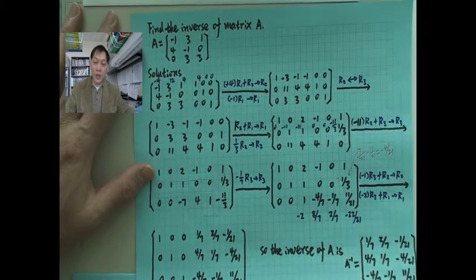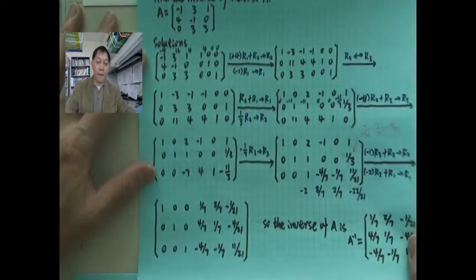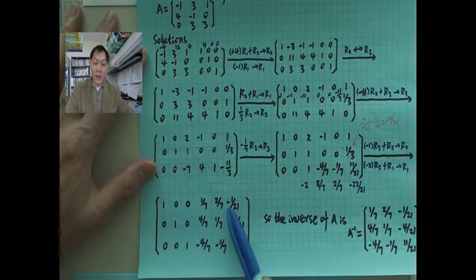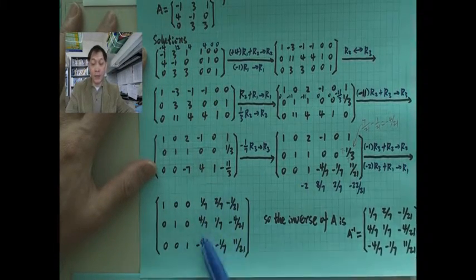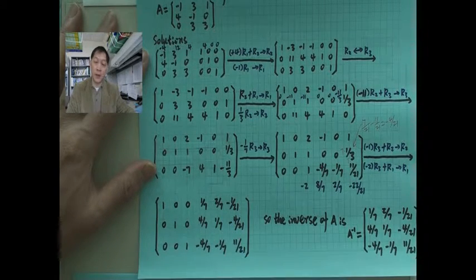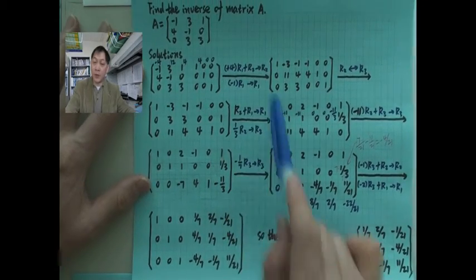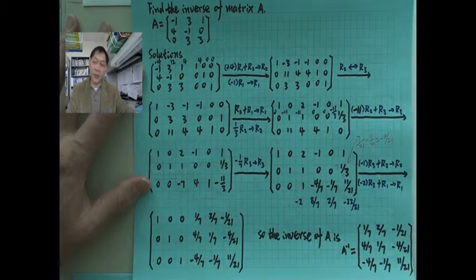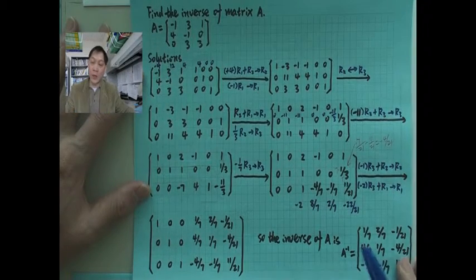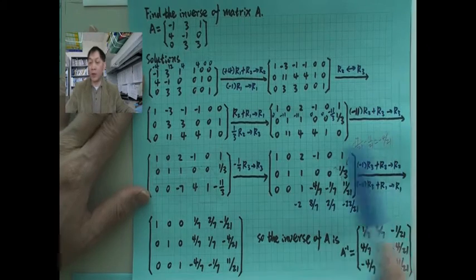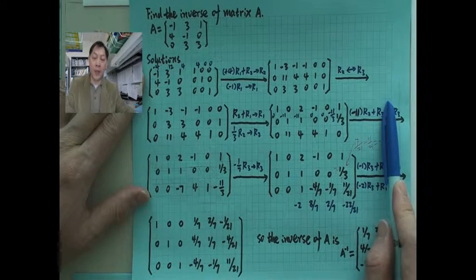Your goal is to change the left-hand side to this form, and whatever you end up with on the right will be the inverse. Okay? How many steps are those? 1, 2, 3, 4, 5, 6 steps. It takes time, and you may want to rewind your tape. I will probably go faster right here.